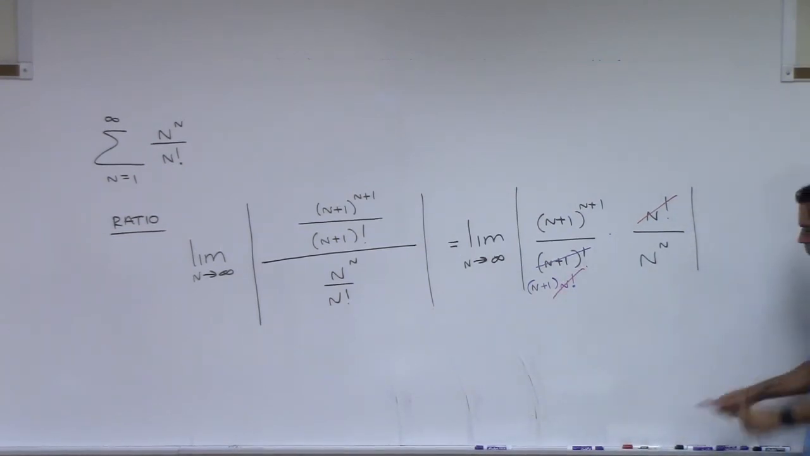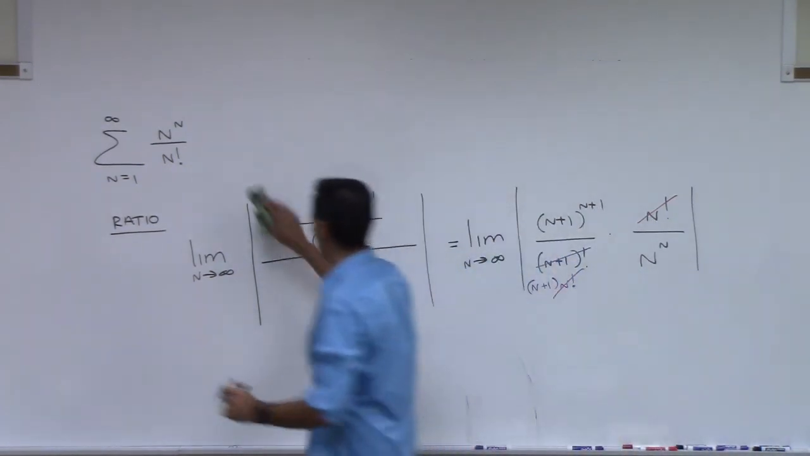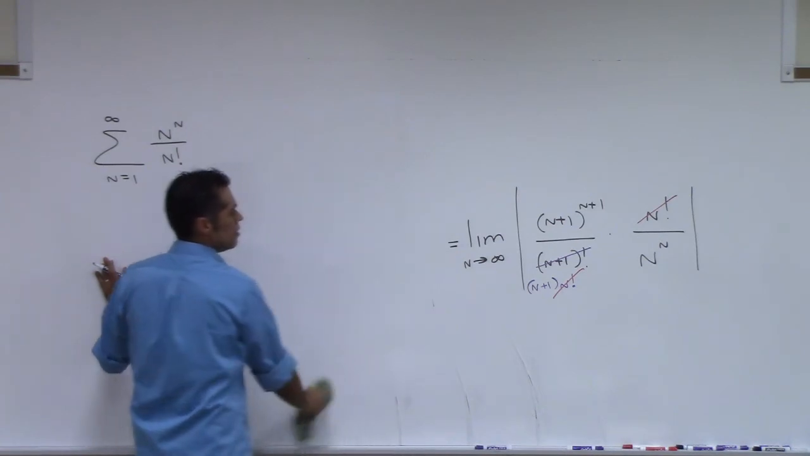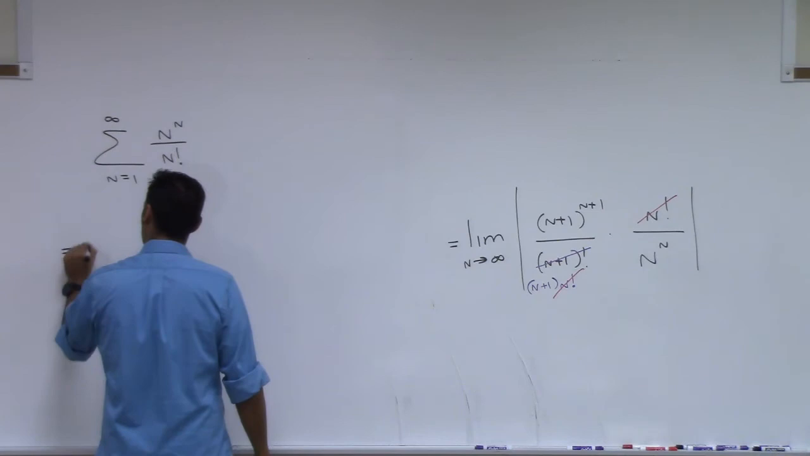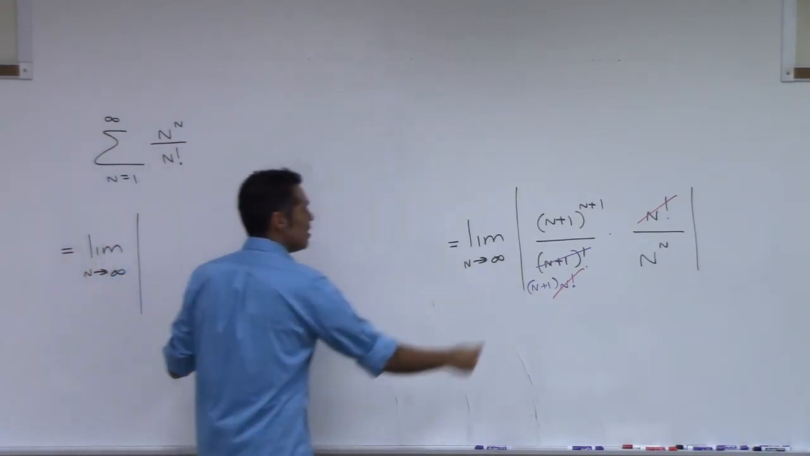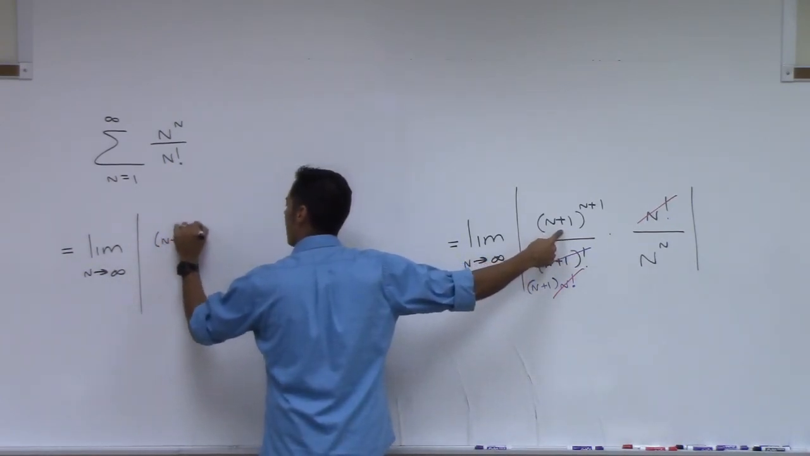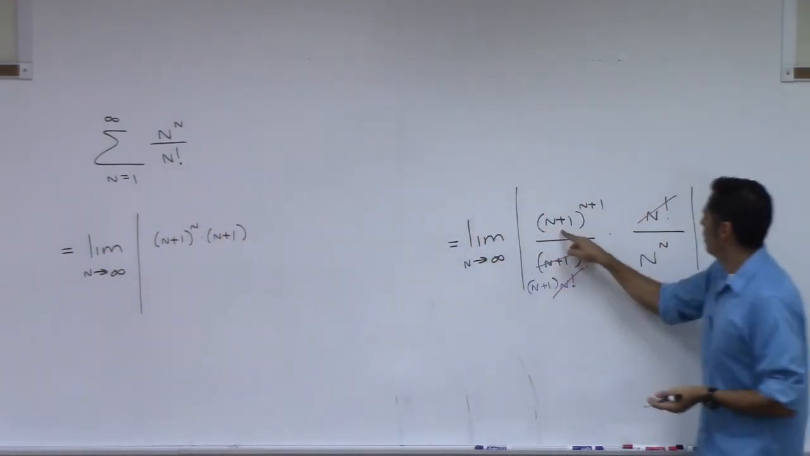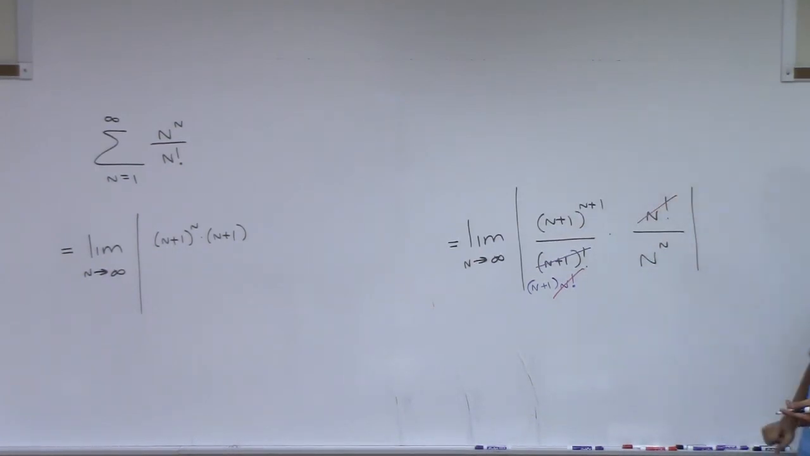Okay, so I'll do that. Yeah, no, you got to do something, right? You got to try something. So you're suggesting to rewrite this as (n plus 1) to the n times (n plus 1). Why? Because we can, right? Let's try it. Okay, that's all that's on top? That's all that's on top, right? Yeah. What's on the bottom?